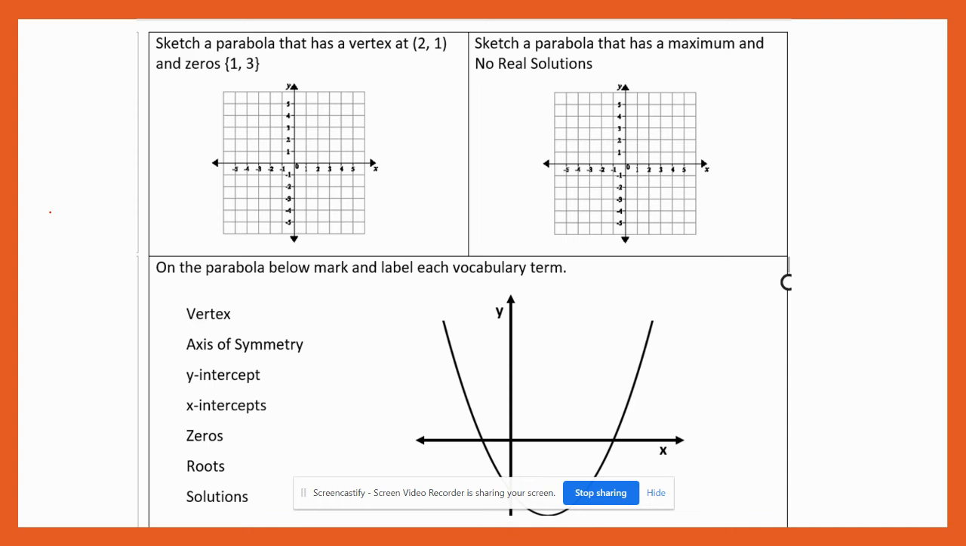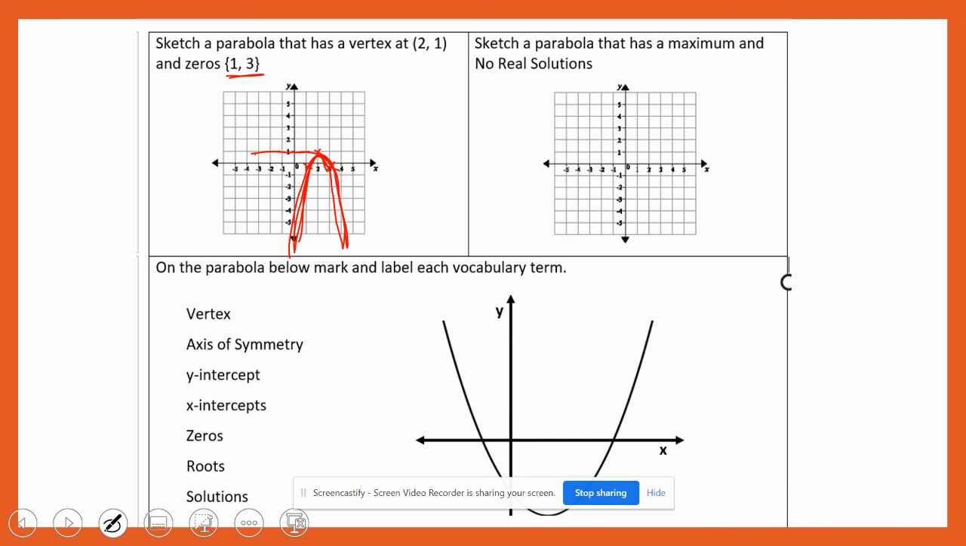Sketch a parabola. It has a vertex at 2, 1. So there's my vertex. And zeros at 1 and 3. Zeros are x-intercepts. They basically mean the same thing. Well, if the vertex is up there and you have to go through the zeros, that means this parabola is facing down. We know the highest point would be at 1. That occurs at 2. That's about all you can tell from this.